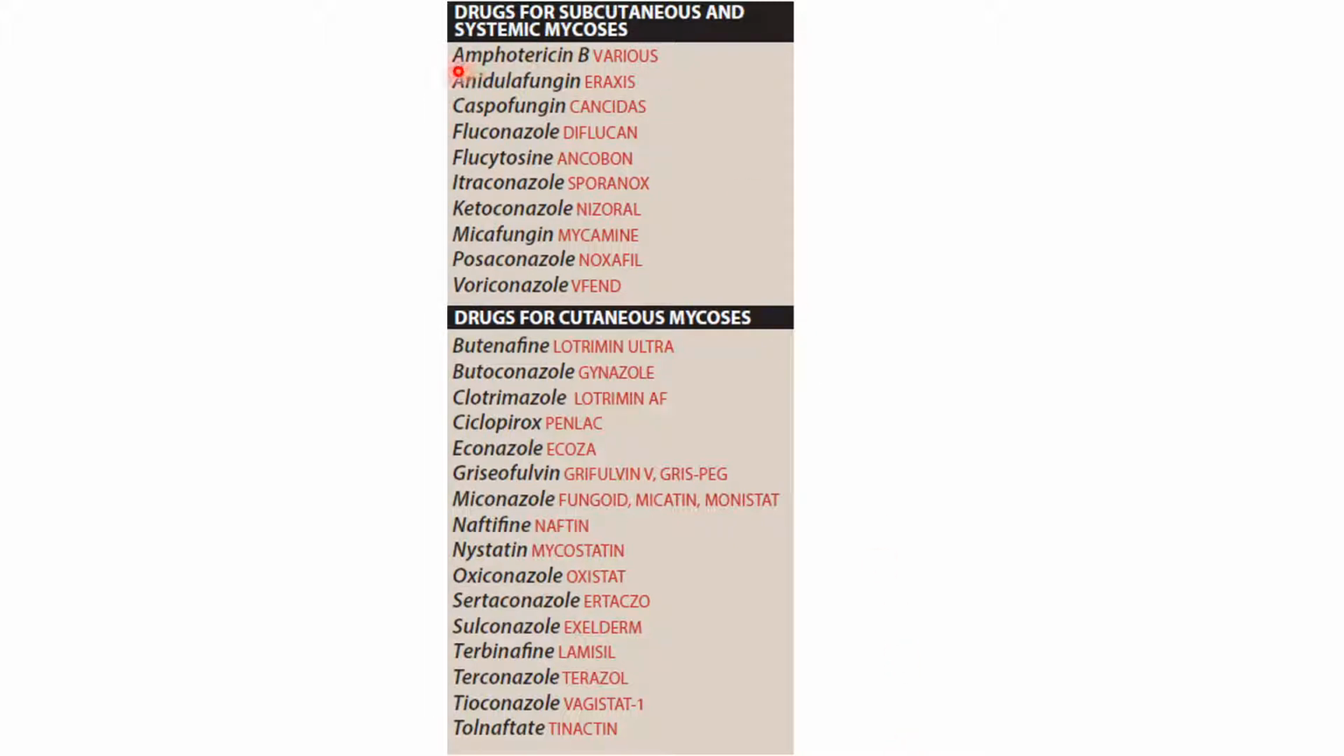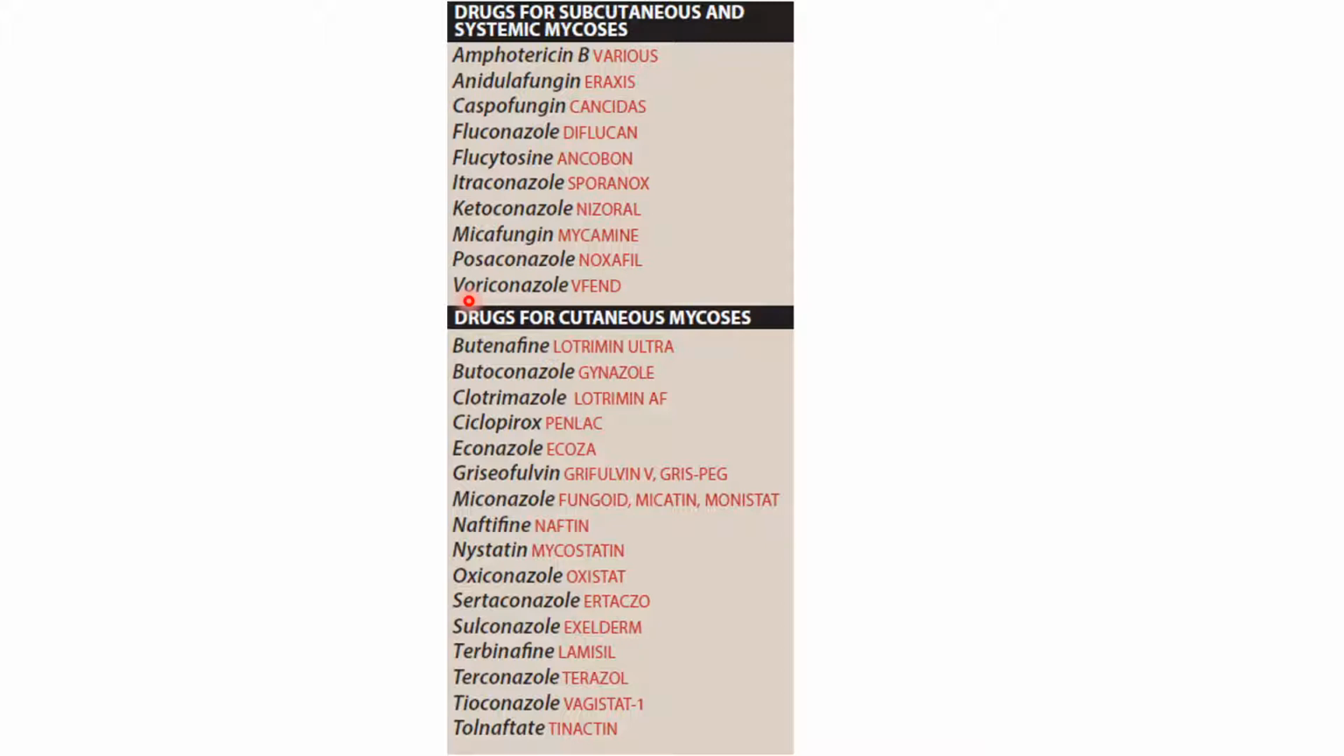So the first drug available for the treatment of the fungi is amphotericin B, and amphotericin B is produced by the streptomyces, so it's produced by the bacteria. And then also fluconazole is a triazole derivative, that has a triazole chemical structure like itraconazole, ketoconazole, posaconazole, and voriconazole. So these are azole antifungal drugs.